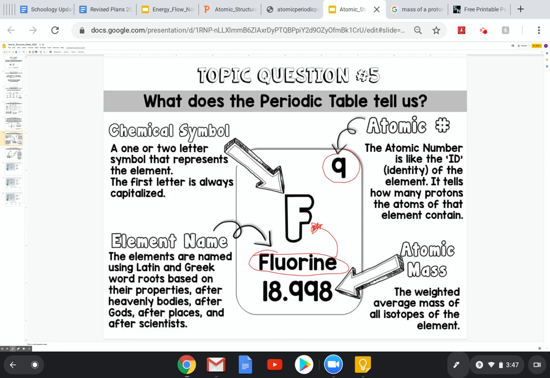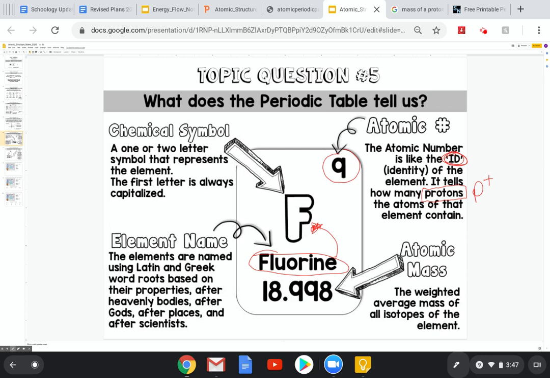Think of that as your ID. The ID says exactly who you are. The atomic number says exactly who you are. Now, keep in mind, where do we get that number from? Why just choose 9? It's not random, people. We're actually looking at the protons. Remember, the protons are a positive particle, and you'll see in a future slide, they're the fingerprint. They are unique to every single atom and every element.